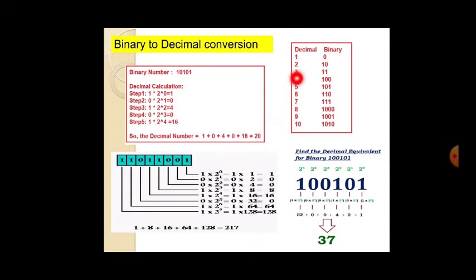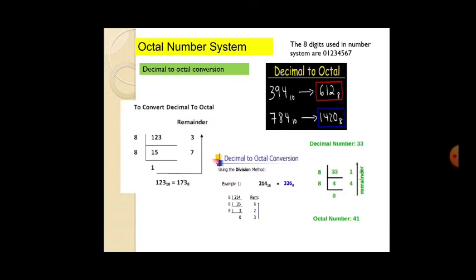You can just see here, for 1 it is 1. For 2 it is 1, 0. For 3 it is 1, 1. 4 it is 100, 5 it is 101, 6 it is 110, 7 it is 111, 8 1000, 9 it is 1001, 10 it is 1010. It works on 8421 code. Then we'll see octal number system.